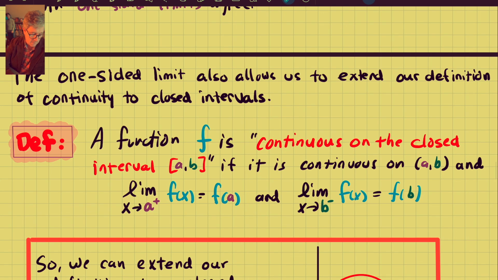And so we do that by saying that a function f is continuous on the closed interval [a, b] if it is continuous on the open interval, right? So naturally, every point inside the open interval has to be continuous. And now the endpoints have to be continuous from the left and from the right, right? So the limit as x approaches a from the right of f of x is equal to f of a, and the limit as x approaches b from the left of f of x is equal to f of b, right? So we have to be able to approach a from the right and have it equal f of a, and we need to be able to approach b from the left and have it be equal to f of b.